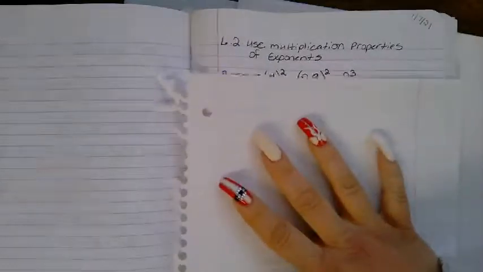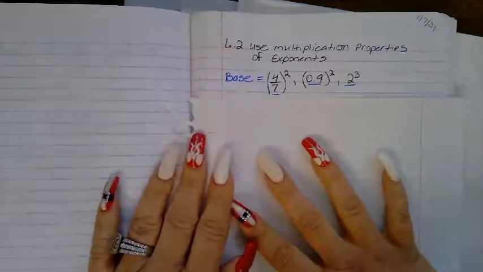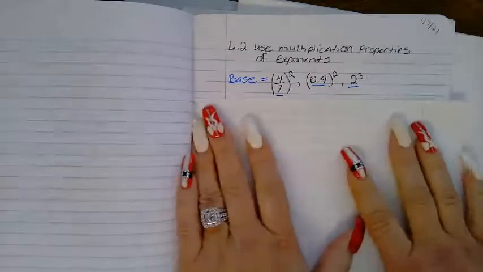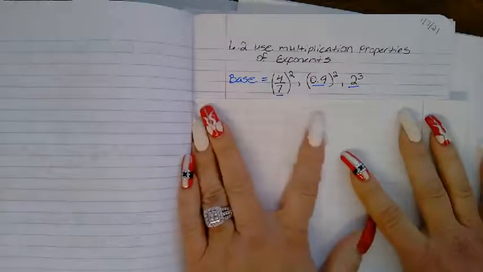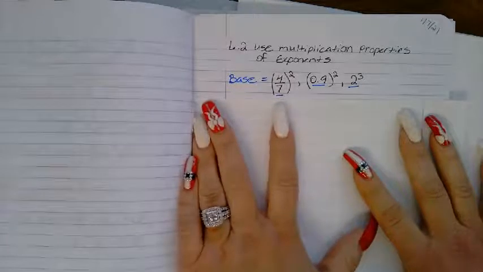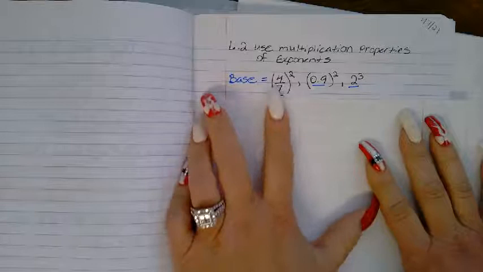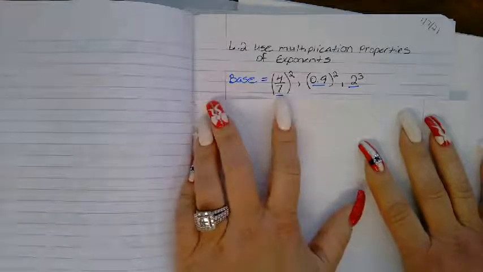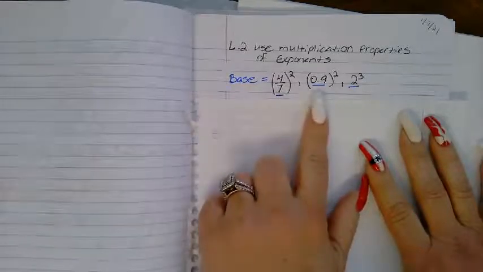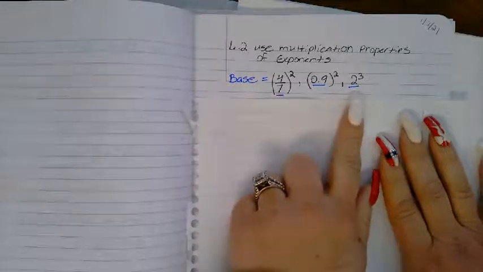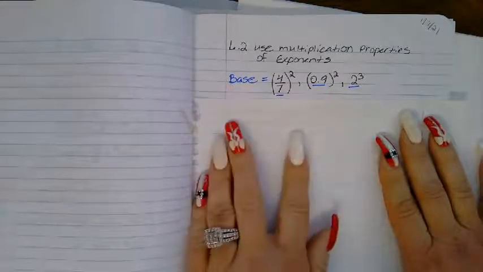Okay. So the first thing, let's look at what a base is. You're going to need to know this for our assignment. So a base, these are 3 examples, okay? So we have 4 over 7 squared. Our 4 over 7, that's considered to be the base, okay? Then you have 0.9 squared. Our 0.9 is our base. And then 2 cubed. Our 2 would be the base.